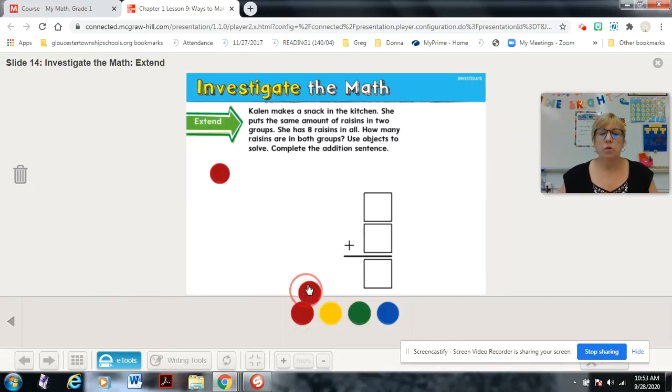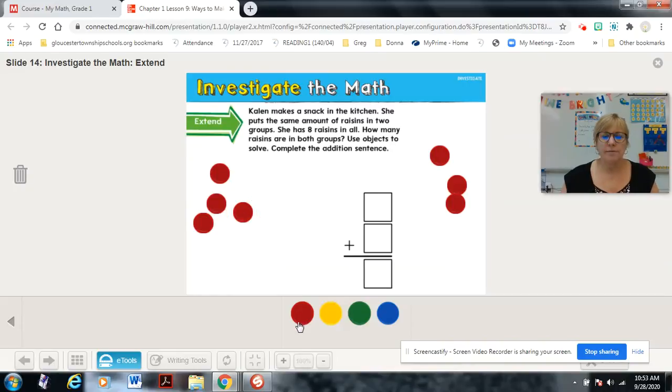1, 2, 3, 4, 5, 6, 7, 8. All right, now let's see. 1, 2, 3, 4. 1, 2, 3, 4.